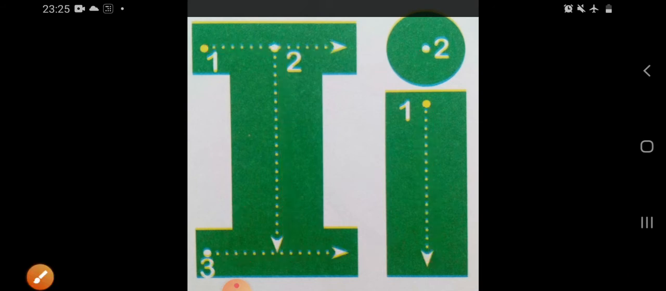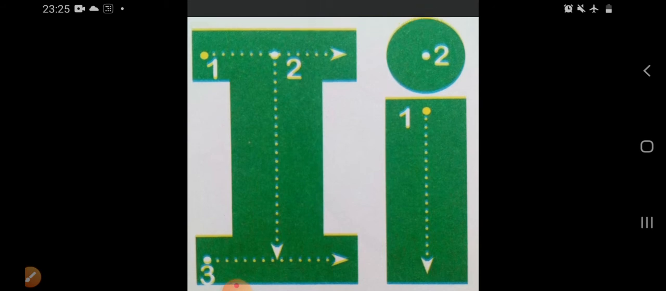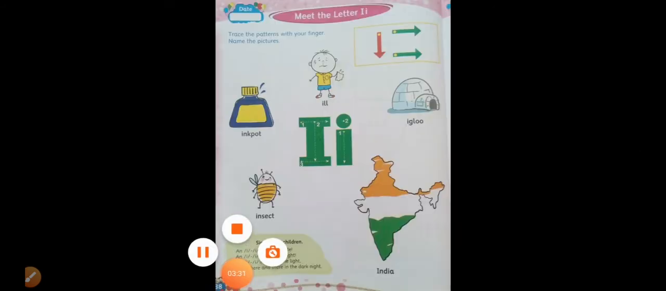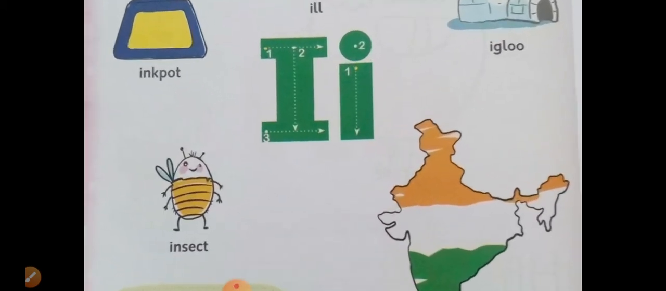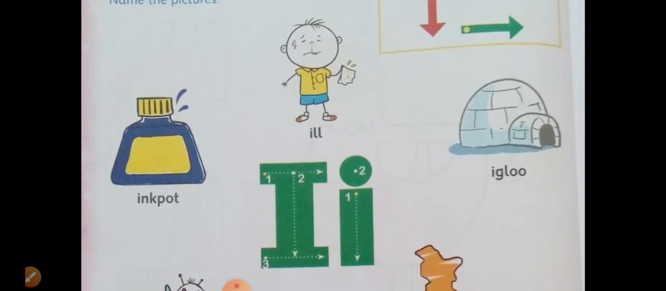Okay, children, just remember this letter is in your English book. So we are moving to another picture. Yes, children, see, so many pictures are here with letter I. Now let's meet them with the sound.